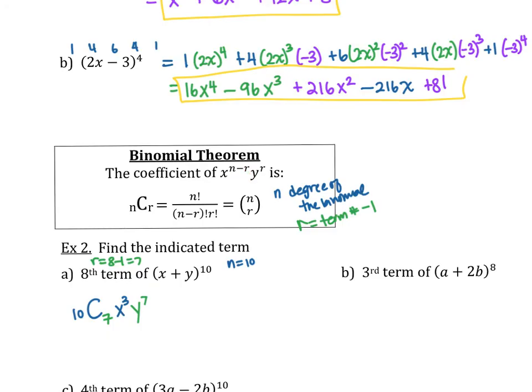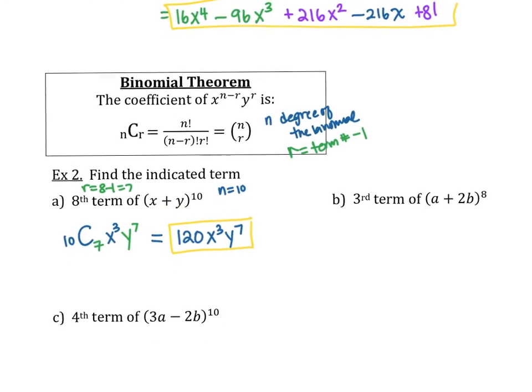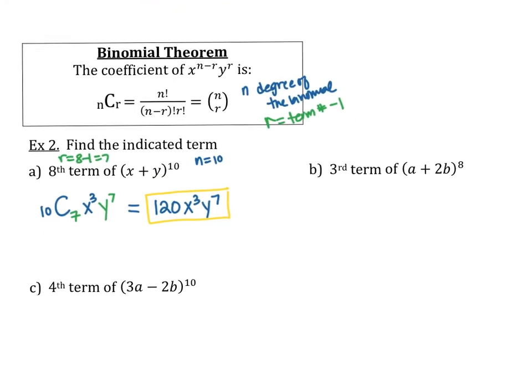I'm going to put 10 choose 7 in my calculator, and I find out it's 120 x to the 3rd, y to the 7th. So that's the 8th term in the expansion. It's not the entire expansion, although I certainly could use that for each of the terms if I wanted to. Let's do something similar for b. I'm going to find the 3rd term of a plus 2b raised to the 8th.